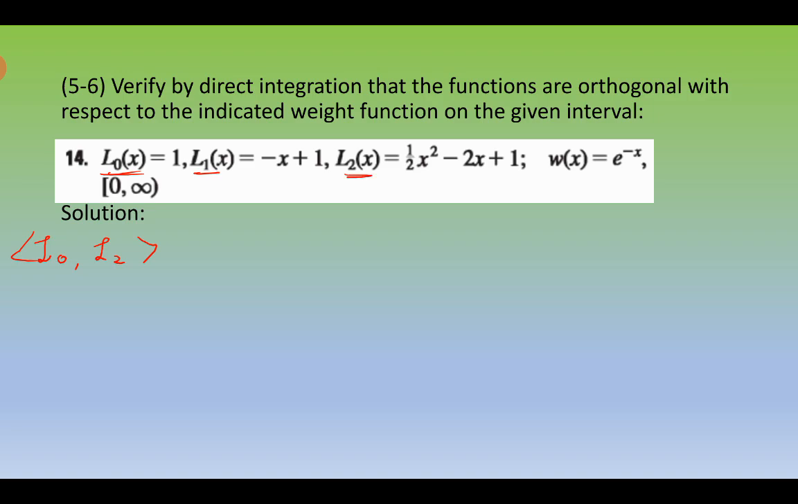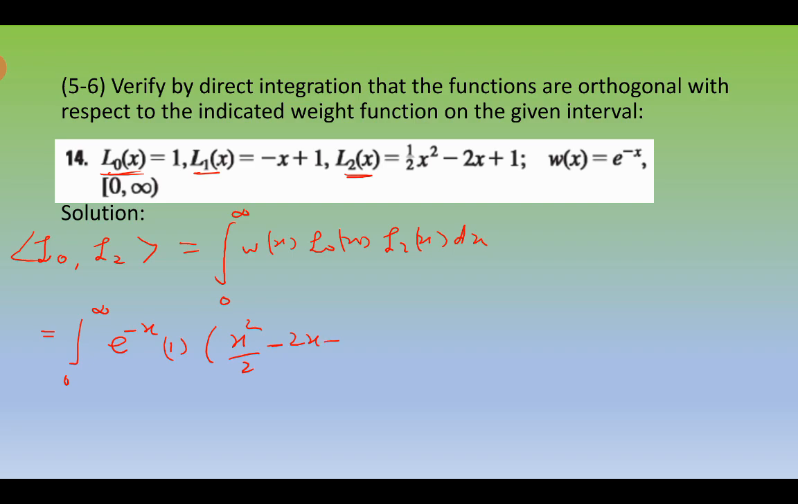Now L0 with L2. With respect to the weight function, so we will write weight function W of x, L0 of x, L2 of x dx from 0 to infinity. W of x is e raised to minus x, L0 of x is 1, L2 of x is x square over 2 minus 2x plus 1, and dx.